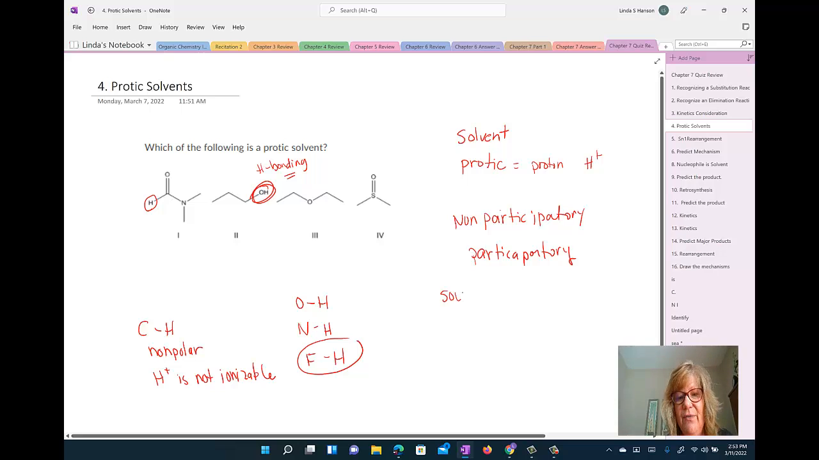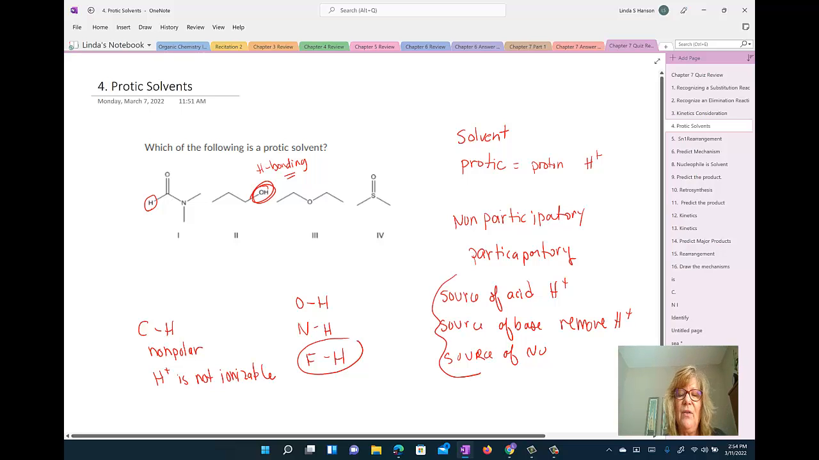It could be the source of an acid, like giving a proton is another word for that. It could be a source of a base, again playing a role in the reaction itself. Source of a base would be to remove a proton from a particular reagent. It could be a source of a nucleophile. So these are the roles that solvents could play if they're playing a participatory role in a reaction.